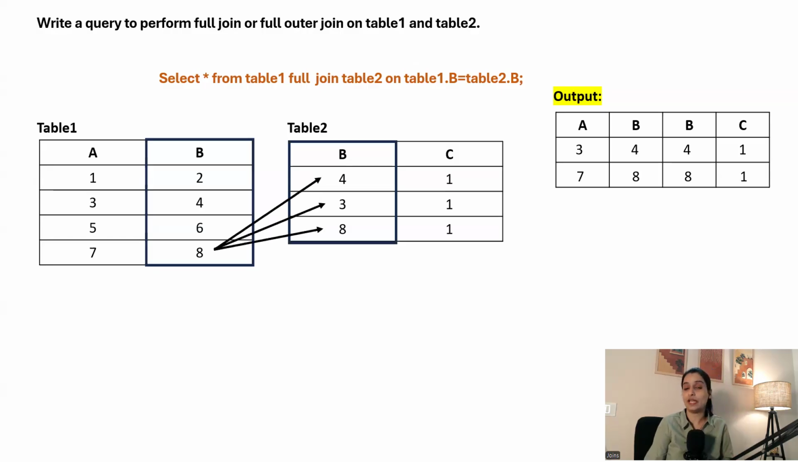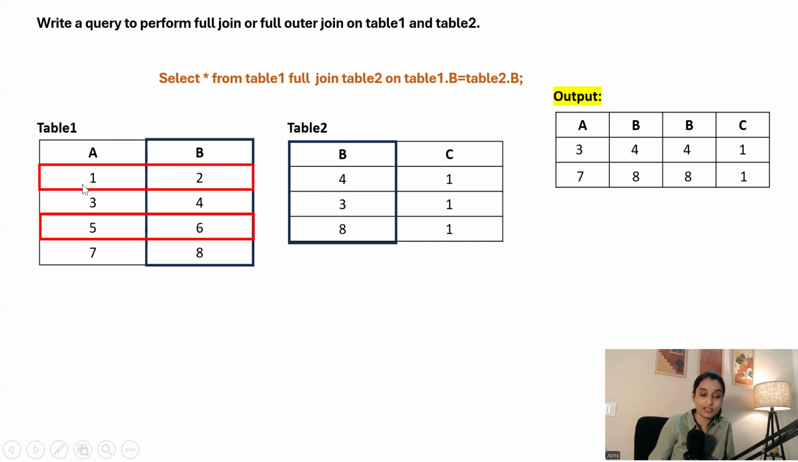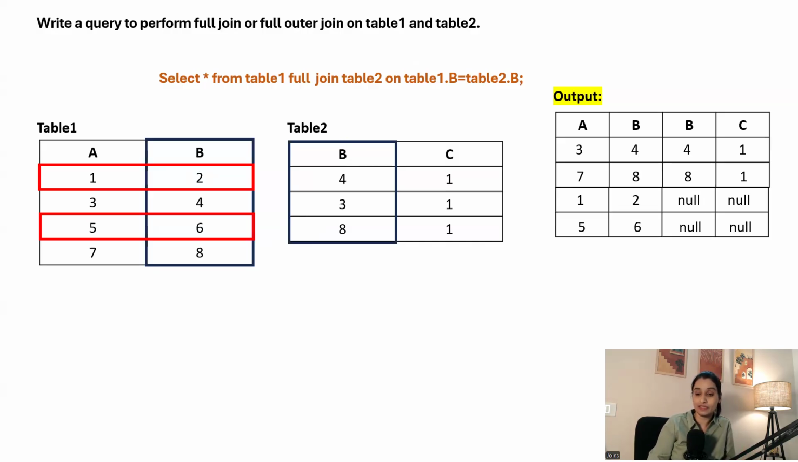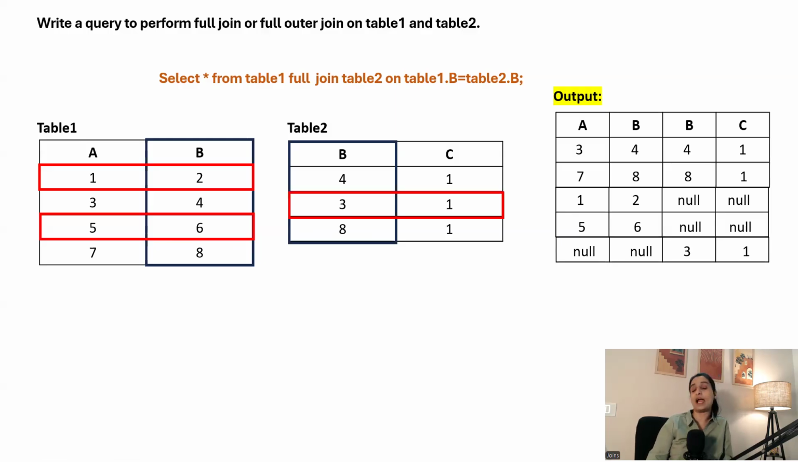8 got matched with 8. So now from table 1.B, what are the non-matching records? See, do we have any match for 2 in table 2.B? No. So from the left side table, this is the non-matching record, correct? That will be added in your output like this. Not only that, from the right side table, meaning this table 2, what are the non-matching rows? For 4, yes, there is one match. For 8, yes, there is one match. What about 3? There is no match. So 3 also will be added in your output.